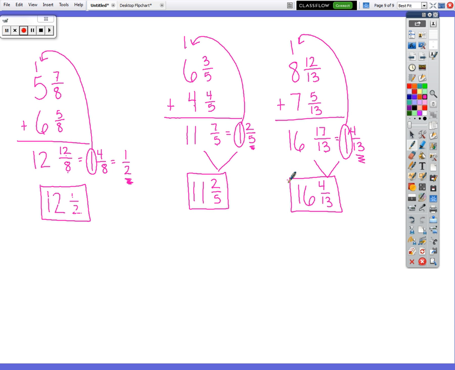Okay, so there you go for adding mixed numbers. Okay, next time we'll be subtracting mixed numbers and then we're going to bring borrowing into that one. Oh boy. Okay, have a good afternoon.